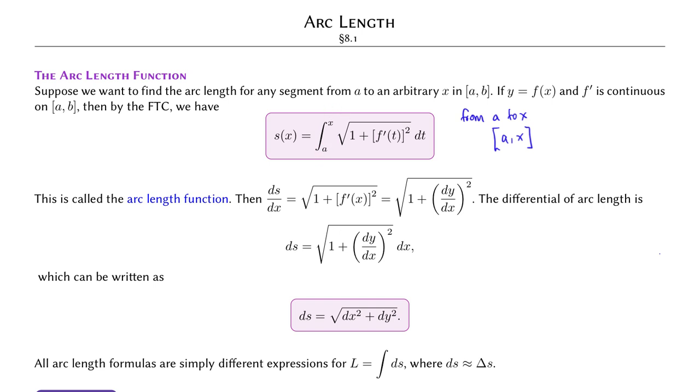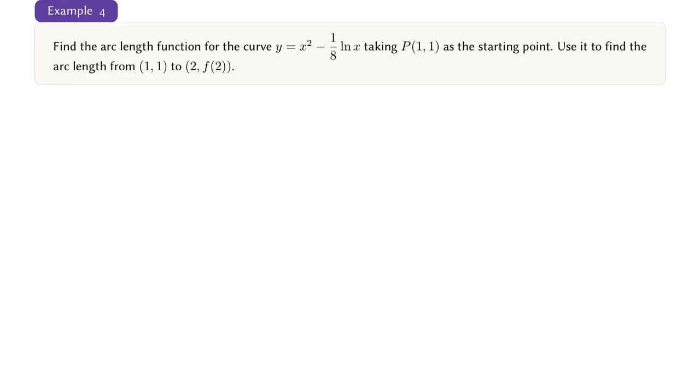Notice that we have to use t inside the integrand because the upper limit of integration is now x. The derivative of the arc length function s of x is s prime of x, which is ds over dx. The derivative of the integral cancels out by the fundamental theorem of calculus. ds is therefore the square root of 1 plus dy over dx squared dx, and this is called the differential arc length.